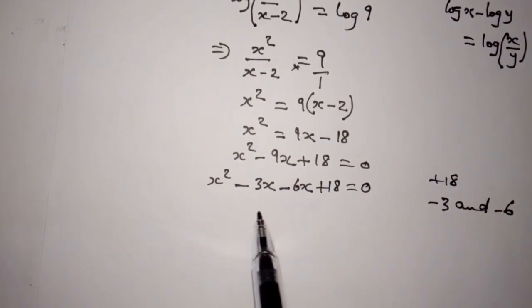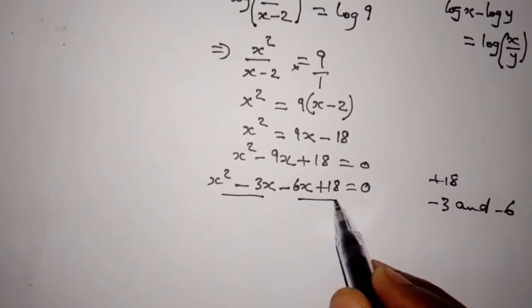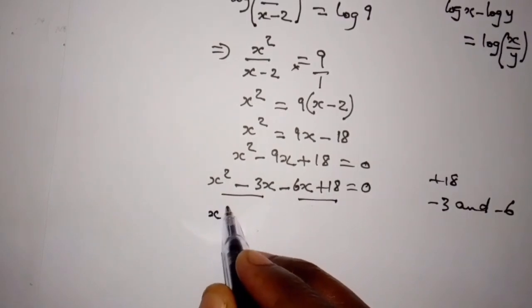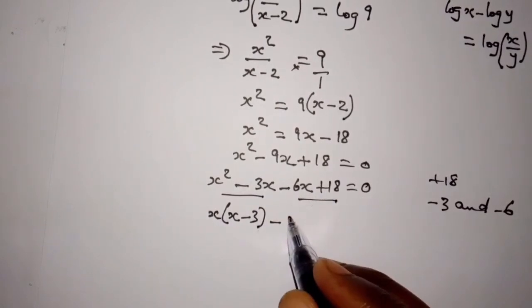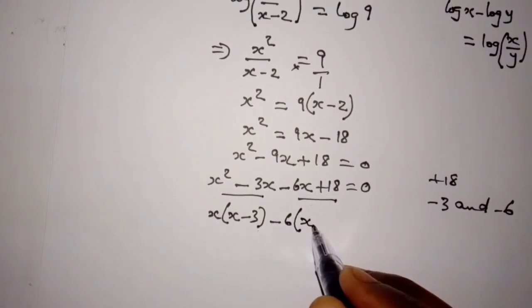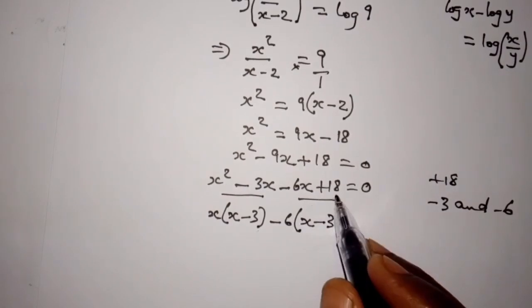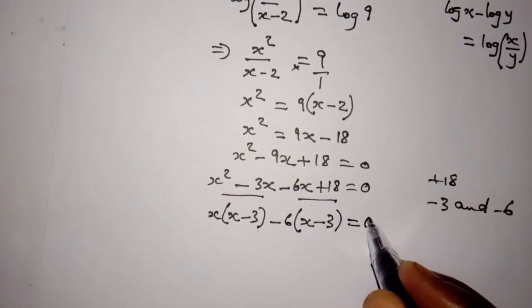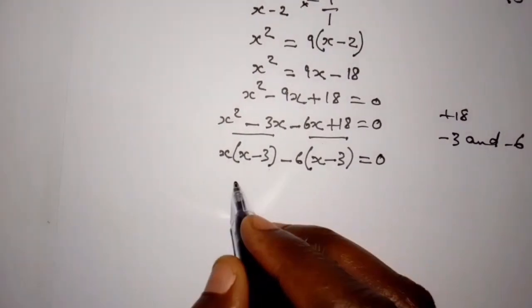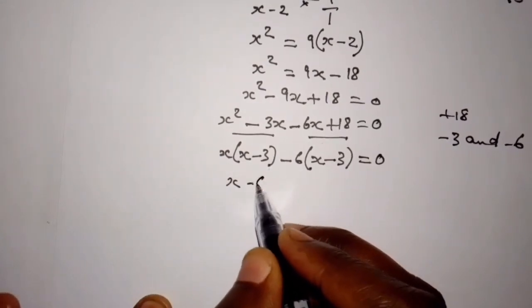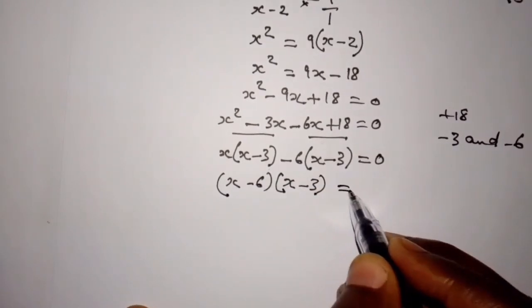We are solving this quadratic equation by factorizing. So now we can split it into 2. x is common here: x into bracket x minus 3, minus 6 is common here, 6 into bracket x minus 3. 6 times negative 3 is positive 18, is equal to 0. So (x minus 6) into bracket (x minus 3) is equal to 0.